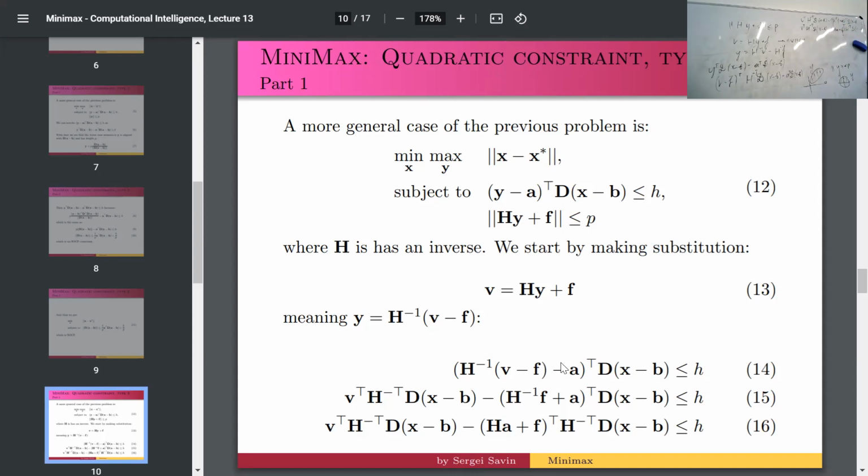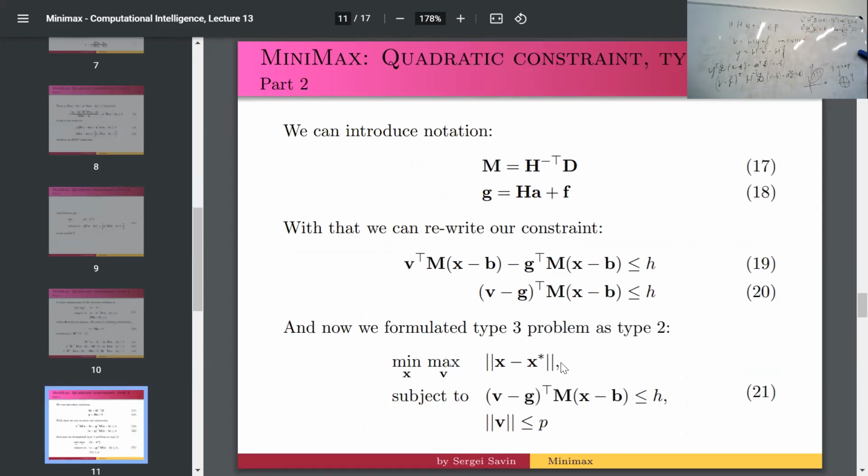Okay, good. Now, what we observe here is that this guy is just our new matrix, just our new A, right? I don't know how I denote it, but let's see. Let me denote this M and this as G.